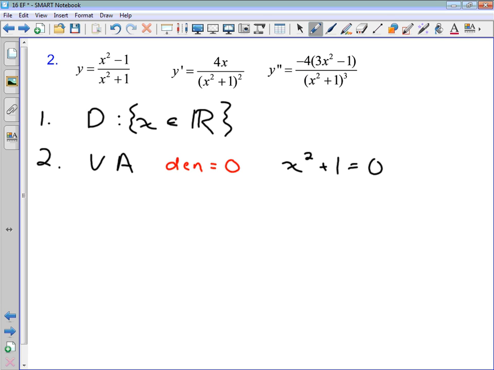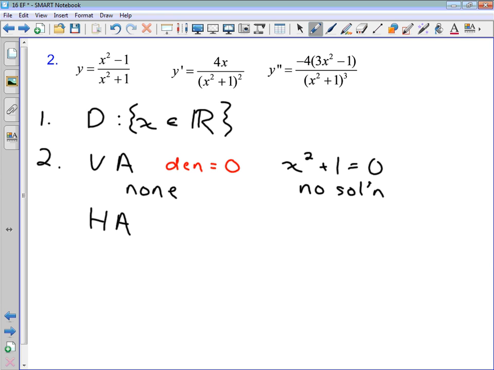Can we solve this thing for x here, Adam? No, there are no solutions. So that's telling us right away that this particular curve has no vertical asymptote. So I'll just write none under vertical asymptote.